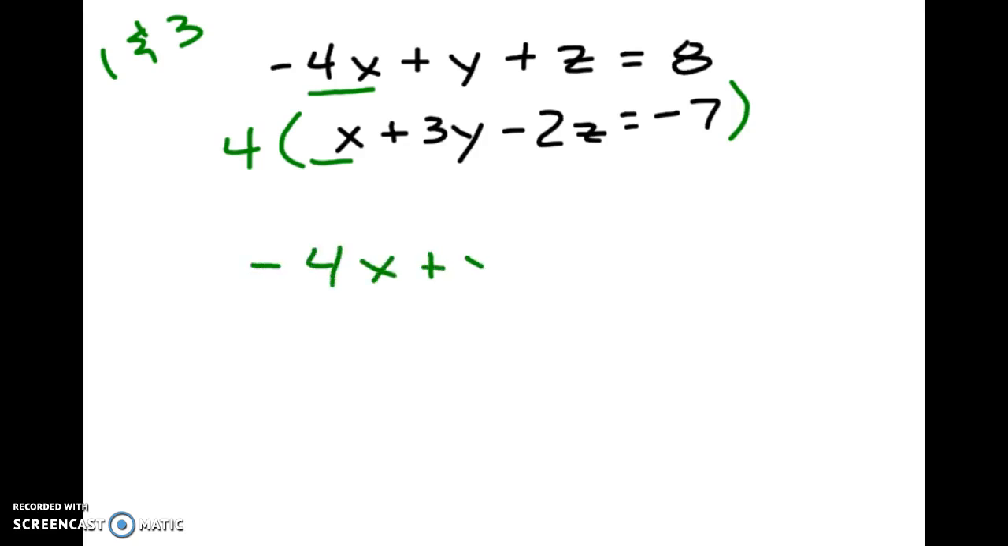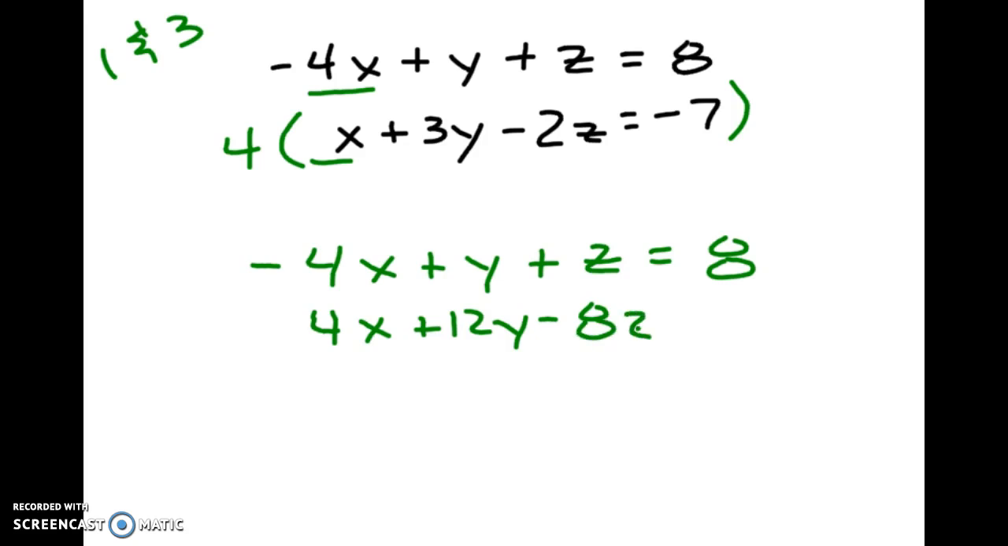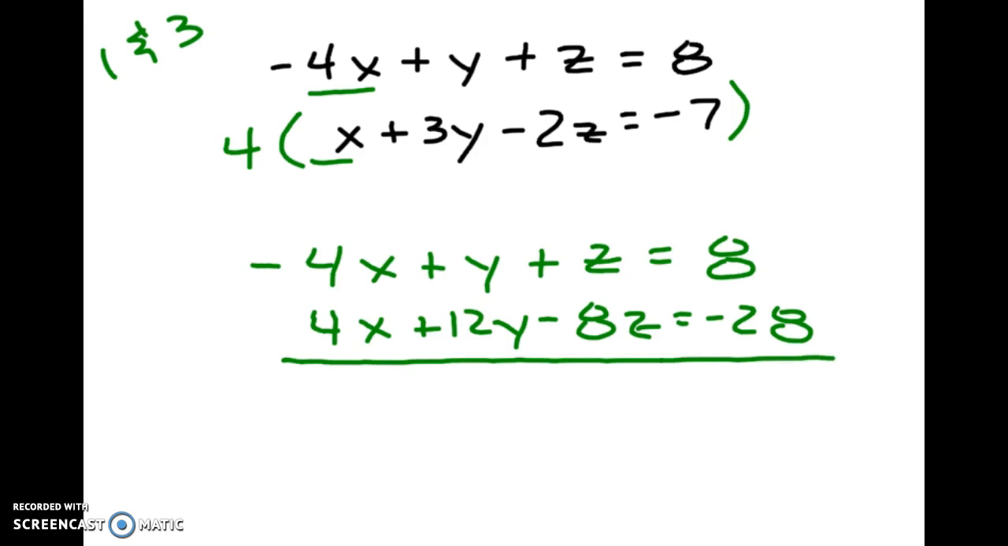So I'm going to take a second and rewrite out the first equation, and now I'm going to distribute the 4 through the second equation. Please remember you have to distribute the 4 to all of the terms in the equation. Let's take a look at that. Now when we add the equations together, the negative 4x and the 4x will cancel. We'll get 13y minus 7z equals negative 20.